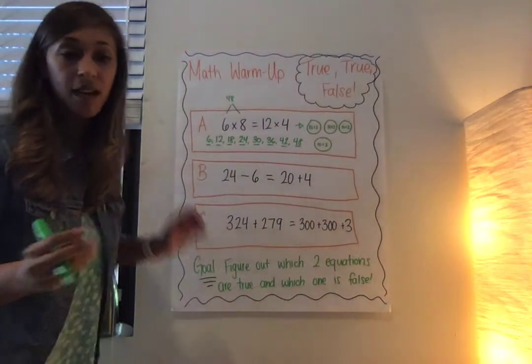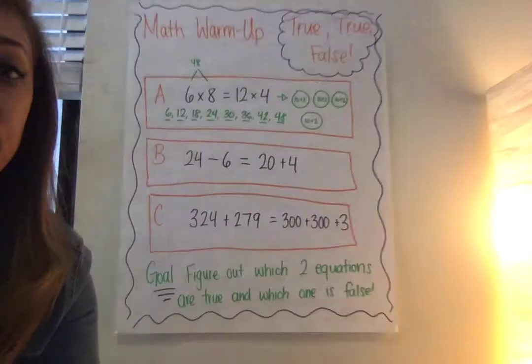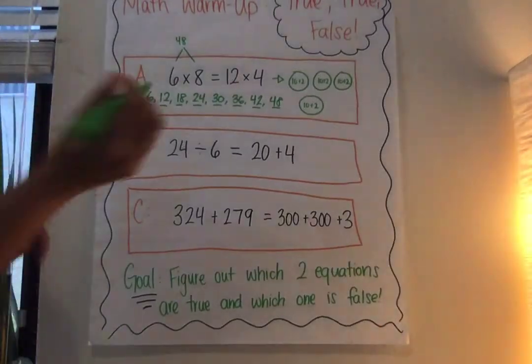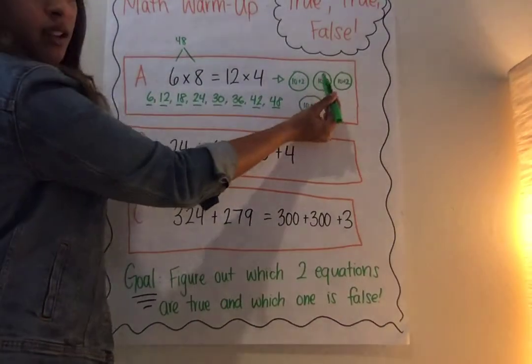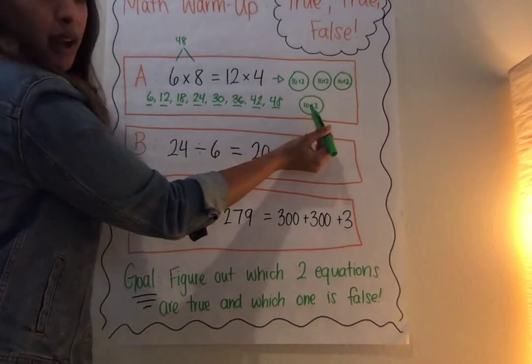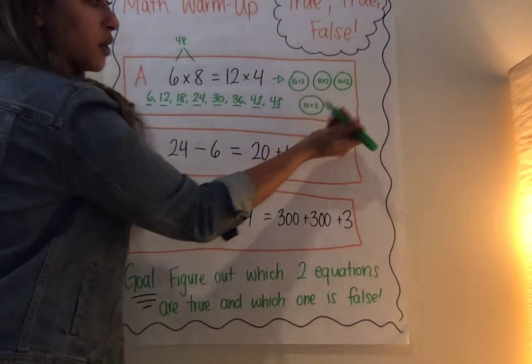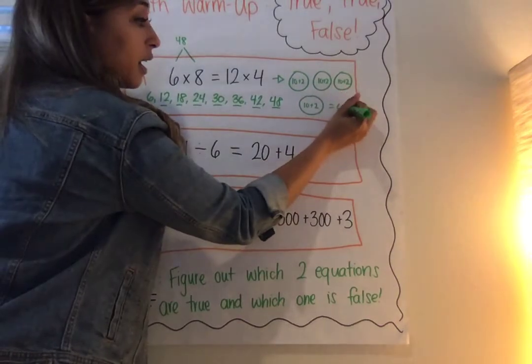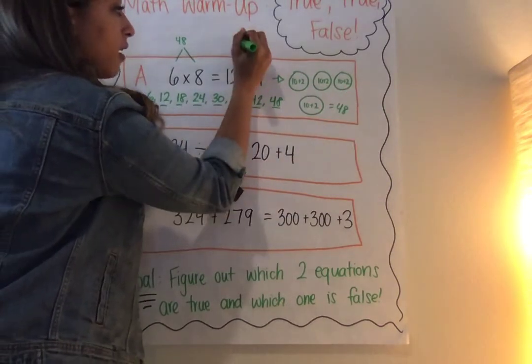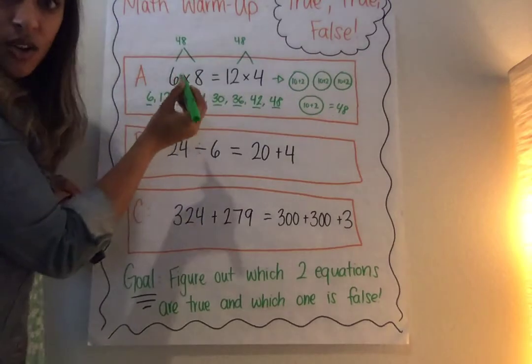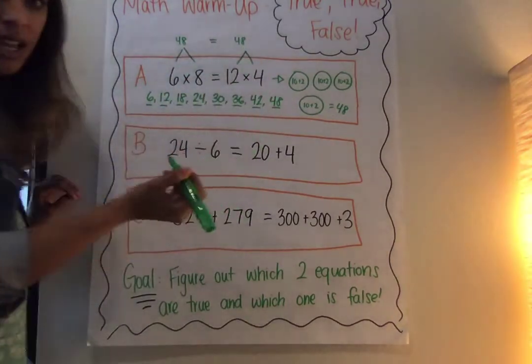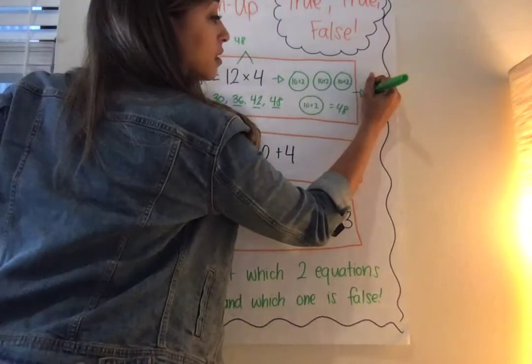Then they could skip count up. Let me zoom it in closer. Then they could skip count and go 10, 20, 30, 40, go back for their 2s, 42, 44, 46, 48. Okay, then they could figure out that yes, 48 is equal to 48. So this equation we know is true.